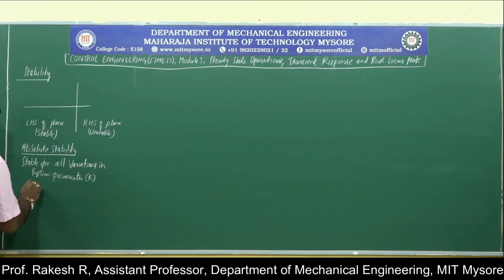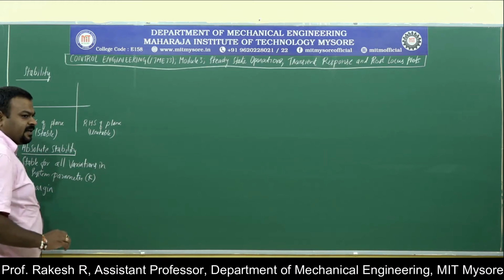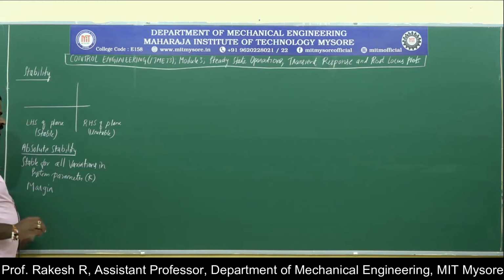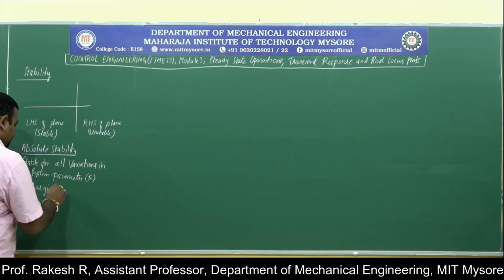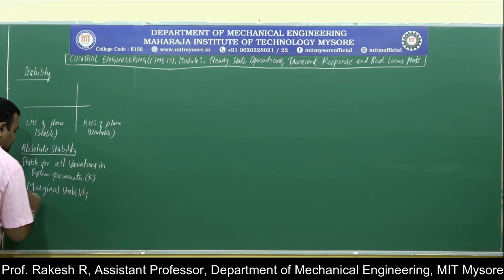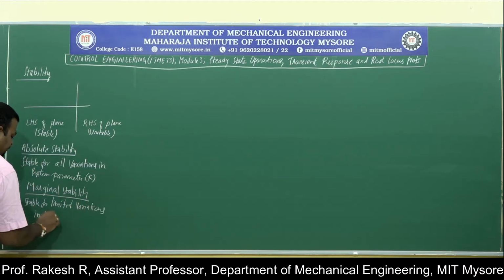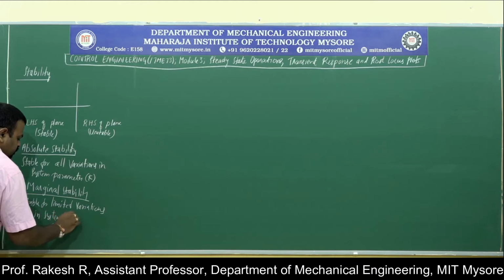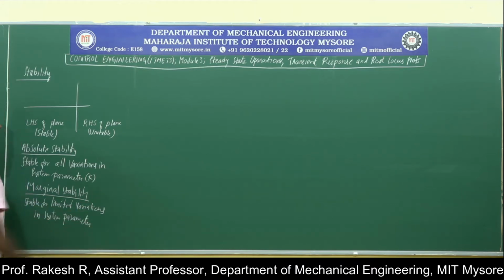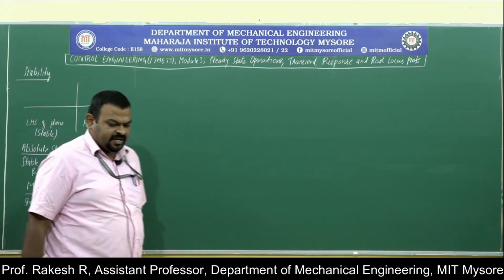Another one is if it is stable only for limited variations in the system parameter, we will call it marginal stability. So here it is stable for limited variations in system parameter. This is the concept of marginal stability.